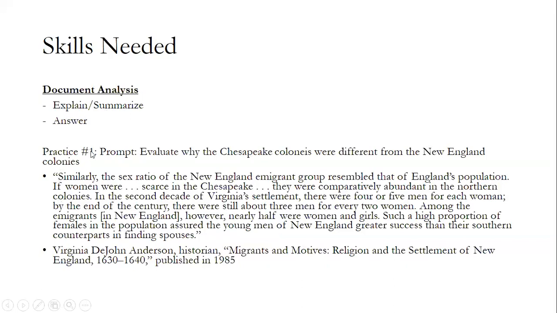So I have this prompt right here. You'll want to make sure you read the prompt first before the document. It says evaluate why the Chesapeake colonies were different from the New England colonies. And then here's the document. If I were you, I would pause this really quickly and I would try to kind of figure out what this document's saying so you can have a little bit of practice beforehand.